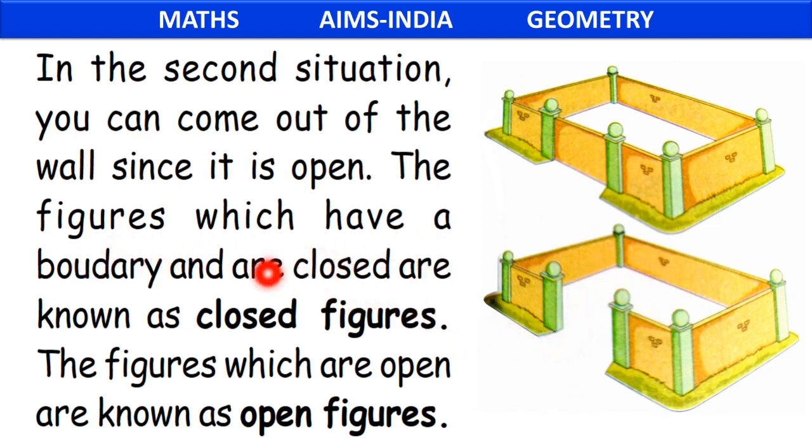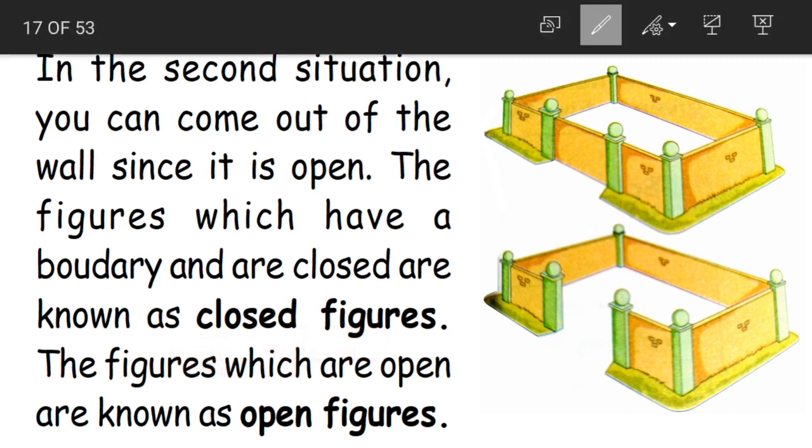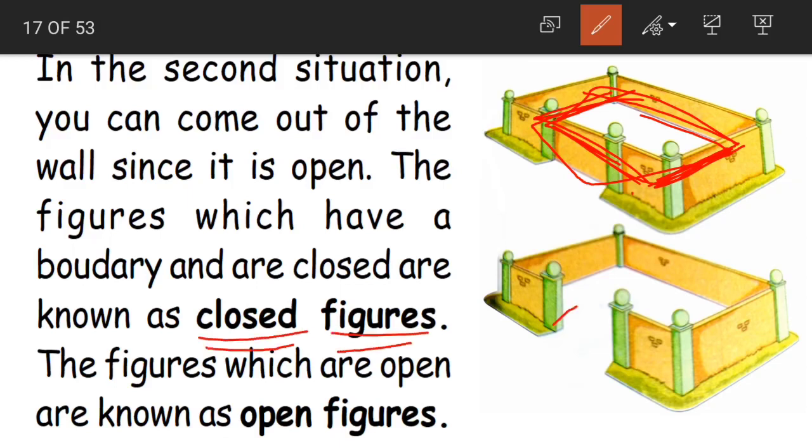The figures which have a boundary and are closed are known as closed figures. The figures which are open are known as open figures. It is very simple. For example, if we draw a figure like this which is closed, there is no way out, closed from all the sides. That means it is having a proper boundary. Such figures are called as closed figures.